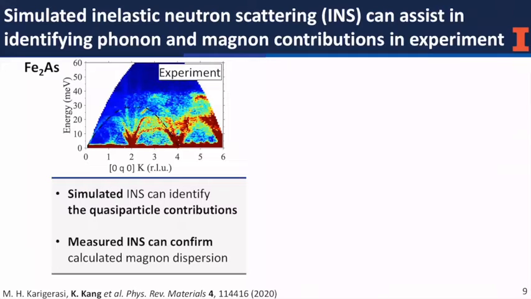To do that in experiments, we should compare the measurement at two different temperatures, one below the Néel temperature and one above the Néel temperature. Then the magnon contributions disappear above the Néel temperature. But at this moment, simulated inelastic neutron scattering from the first principle approach can provide a practical distinction.